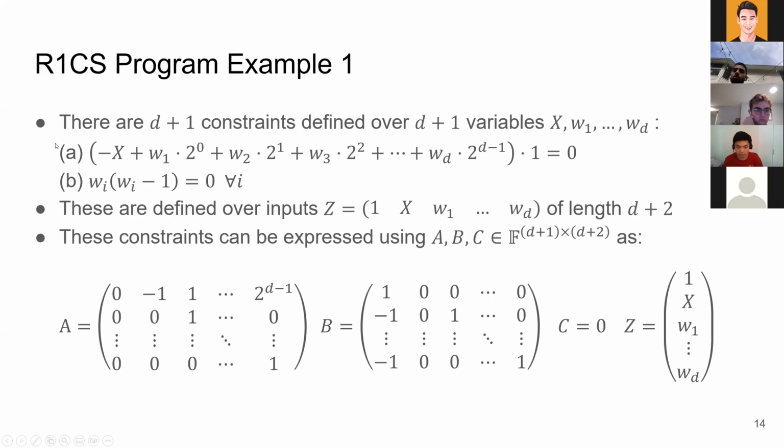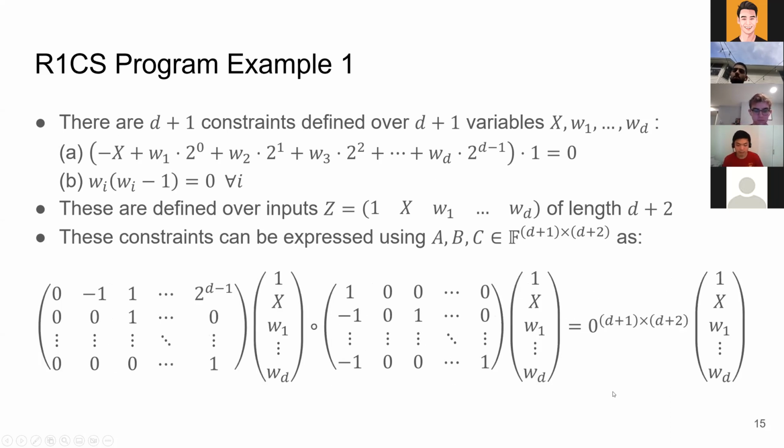And so in this way, we've turned our constraints into a set of matrices A, B, and C. That way, when we multiply them together, this equation will only evaluate to true if X is actually within the range from 0 to 2 to the D. And that's where we stopped last time. So, questions?